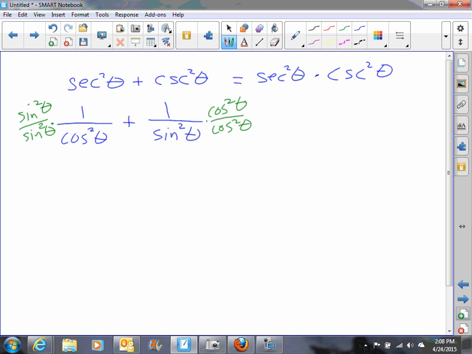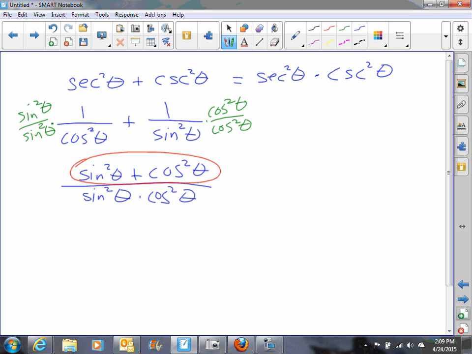Now what that gives me is the sine squared of theta plus the cosine squared of theta all over the sine squared of theta times the cosine squared of theta. Now, in our trigonometric identity toolbox, we know that the sine squared of theta plus the cosine squared of theta is 1. So I'm going to replace sine squared theta plus cosine squared theta with 1. So we get 1 over the sine squared of theta times the cosine squared of theta.